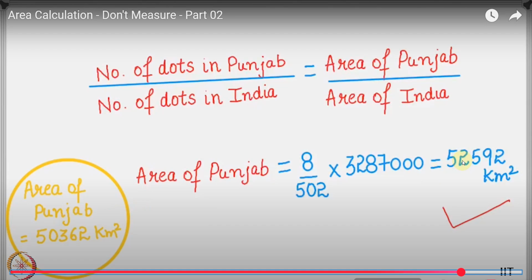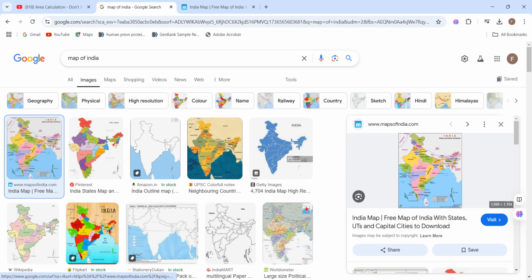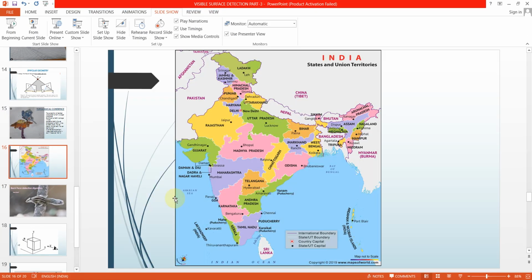So yes, this is the way we can think of it: these dots put on the country India are like pixels, and we can estimate how much area there is with the help of an image using computer graphics. That's all from my side today, and tomorrow we are going to start with another topic of computer graphics, which will be algorithms for visible surface detection.